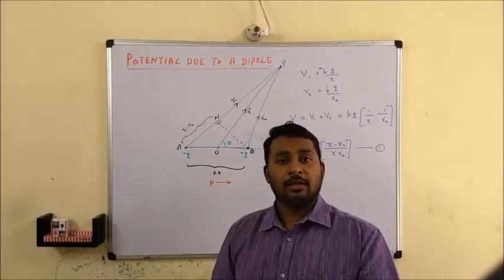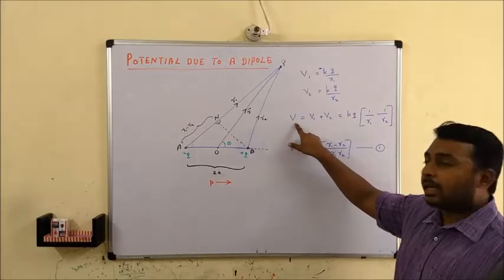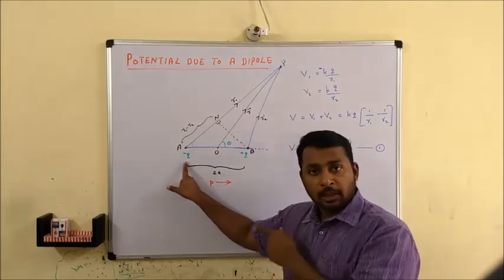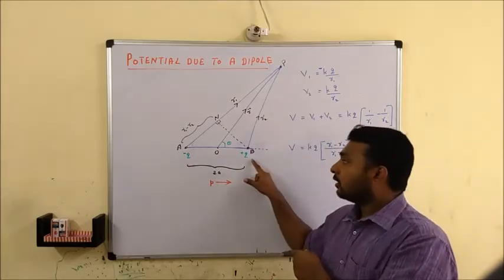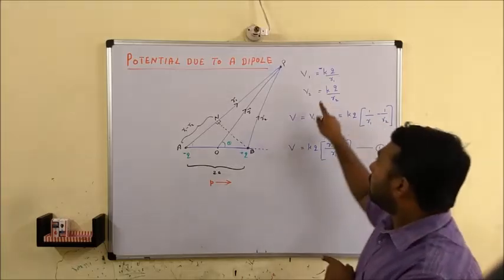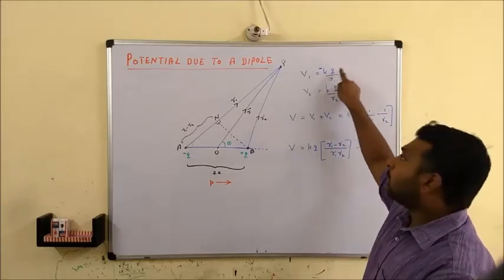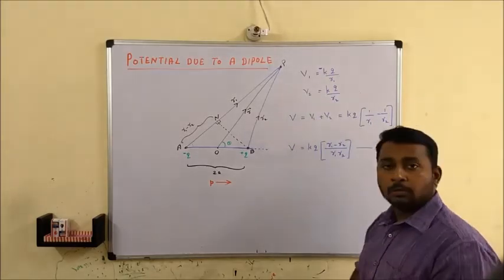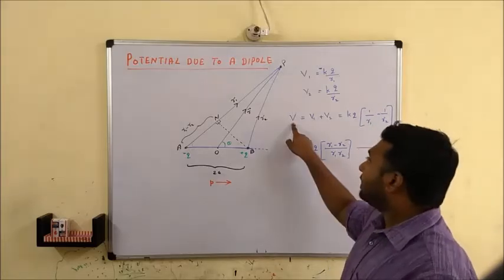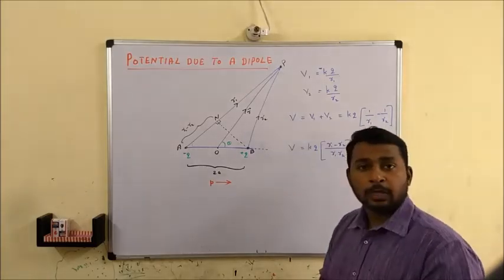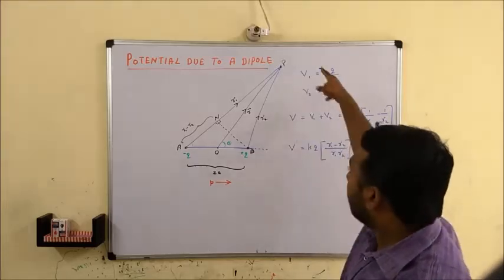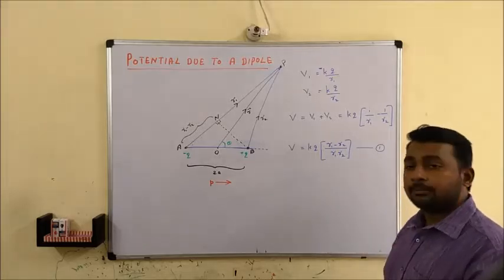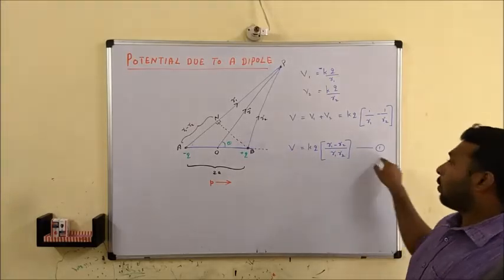The net potential V at point P will be the sum of the potential due to minus q and the potential due to plus q. So V1 is equal to minus kq by r1 and V2 is equal to kq divided by r2. Therefore, the net potential V is equal to V1 plus V2. We substitute the values of V1 and V2, find the LCM, and finally you will get this equation number 1.